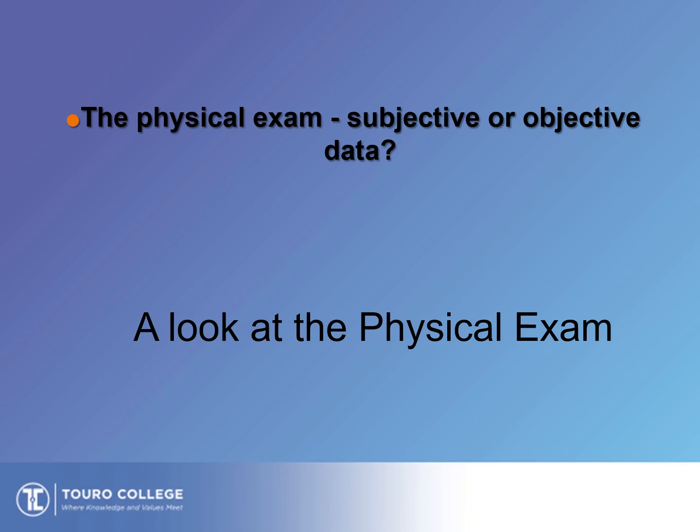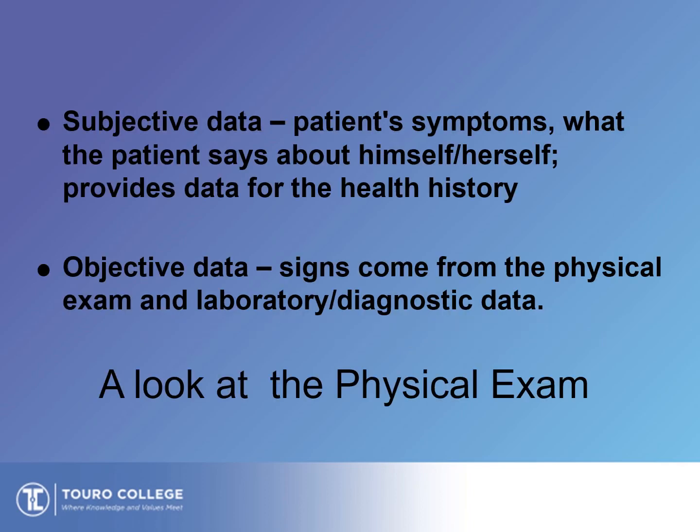Subjective information is what the patient tells you. Objective data is what you see. So anything that the patient is telling you that they've experienced, symptoms, past medical history, all of that stuff is subjective data. Objective data is vital signs and the actual physical exam. All right, and this just kind of keys in on what I said in the previous slide, differentiating subjective and objective data.